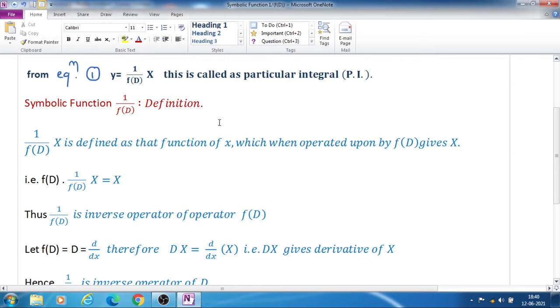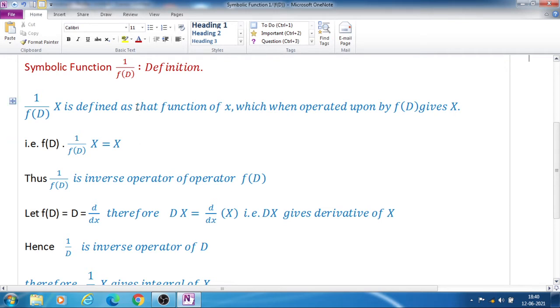For this we must know what is meant by 1 upon f(D), because D is an operator, or f(D) is also an operator. So what does 1 upon f(D) mean? The definition of this symbolic function is that 1 upon f(D) operating on X is that function of x which, when operated upon by f(D), gives X. That is, when f(D) is operated on the function 1 upon f(D) X, it gives X.